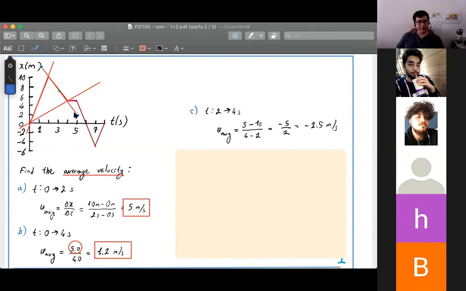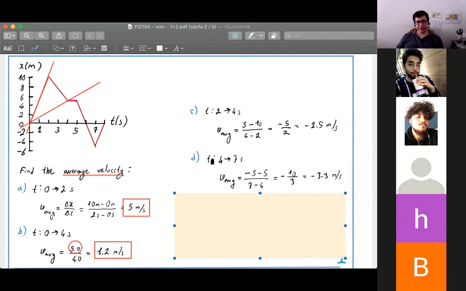For this line, for this part of the motion, delta y, or displacement, is final position, which is 5 meters, minus the initial position, which is 10 meters, divided by delta t, which is 2 seconds. So it is minus 2.5 meters per second. See how they have different signs. When your line has a slope like this, it's a positive slope. When it's like this, it's a negative slope.